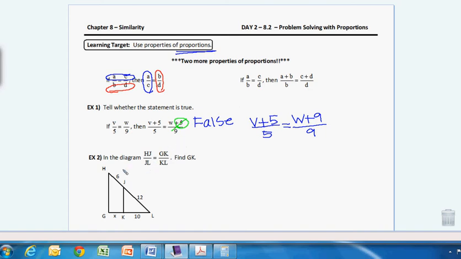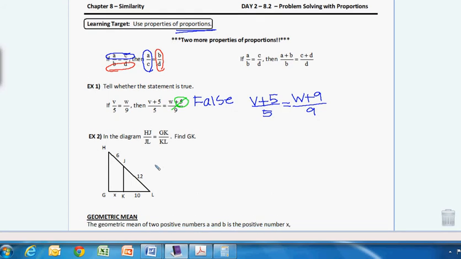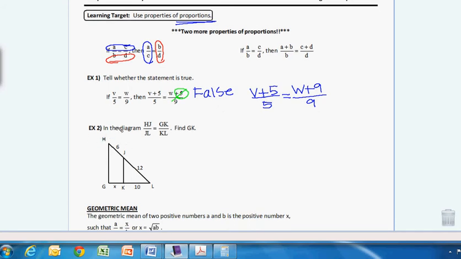All right, so moving on to example number 2. Now we're going to look at a picture of the proportion. We have the diagram. We have HJ and JL, and that's equal to GK over KL. So we're looking at these pieces here.